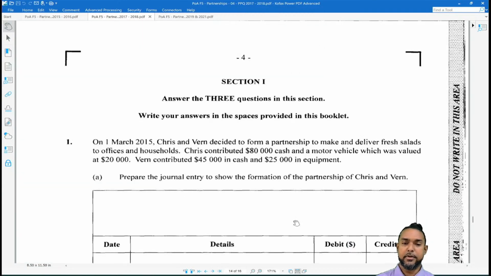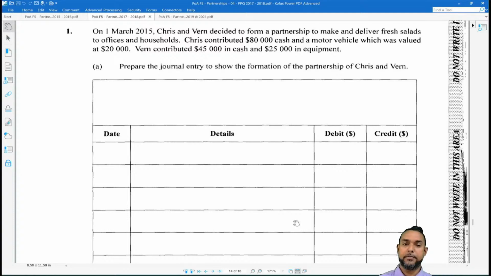Right. So let's take a little read here. On March 1st, 2015, Chris and Vern decided to form a partnership to make and deliver fresh salads to offices and households. Chris contributed 80,000 in cash and a motor vehicle at 20. Vern did 45 in cash and 25 in equipment. So it's pretty close to the previous question. Now it says prepare the journal entry to show the formation of the partnership.